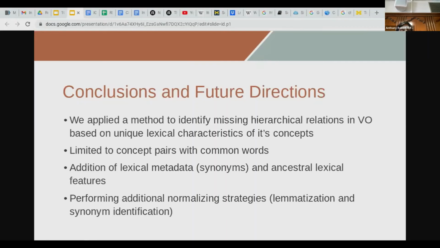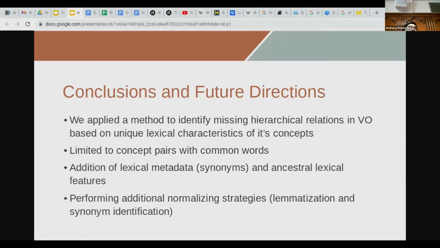In terms of the conclusions and future directions, the whole goal going into this was to try to find the most simple implementation of ontology quality assurance. We didn't leverage anything else other than just extracting the name and its ancestors.